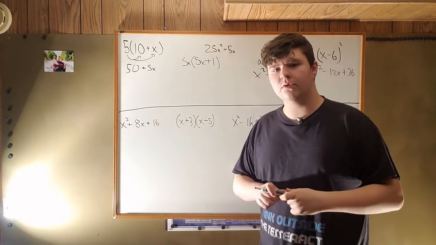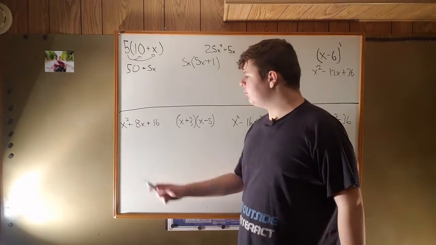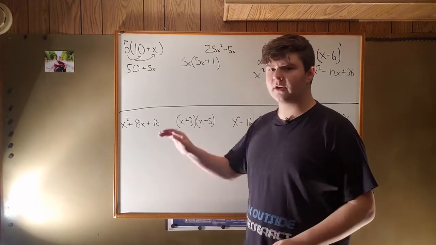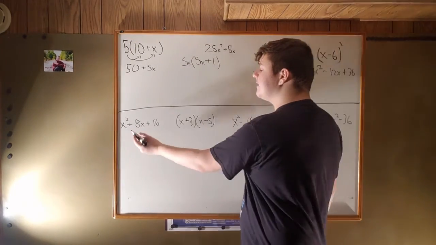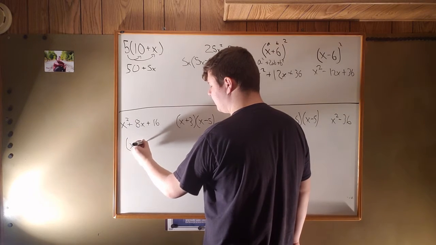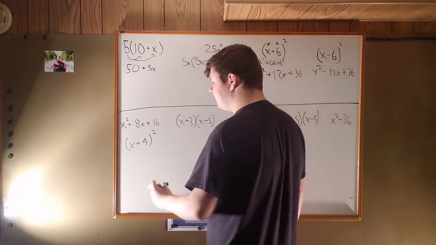Now we can undo that process. So as you can see here, we've got a square number in the front and a square number at the end, because 4 squared is 16. And there's a plus symbol right here, so we can say this is probably x plus 4 squared.